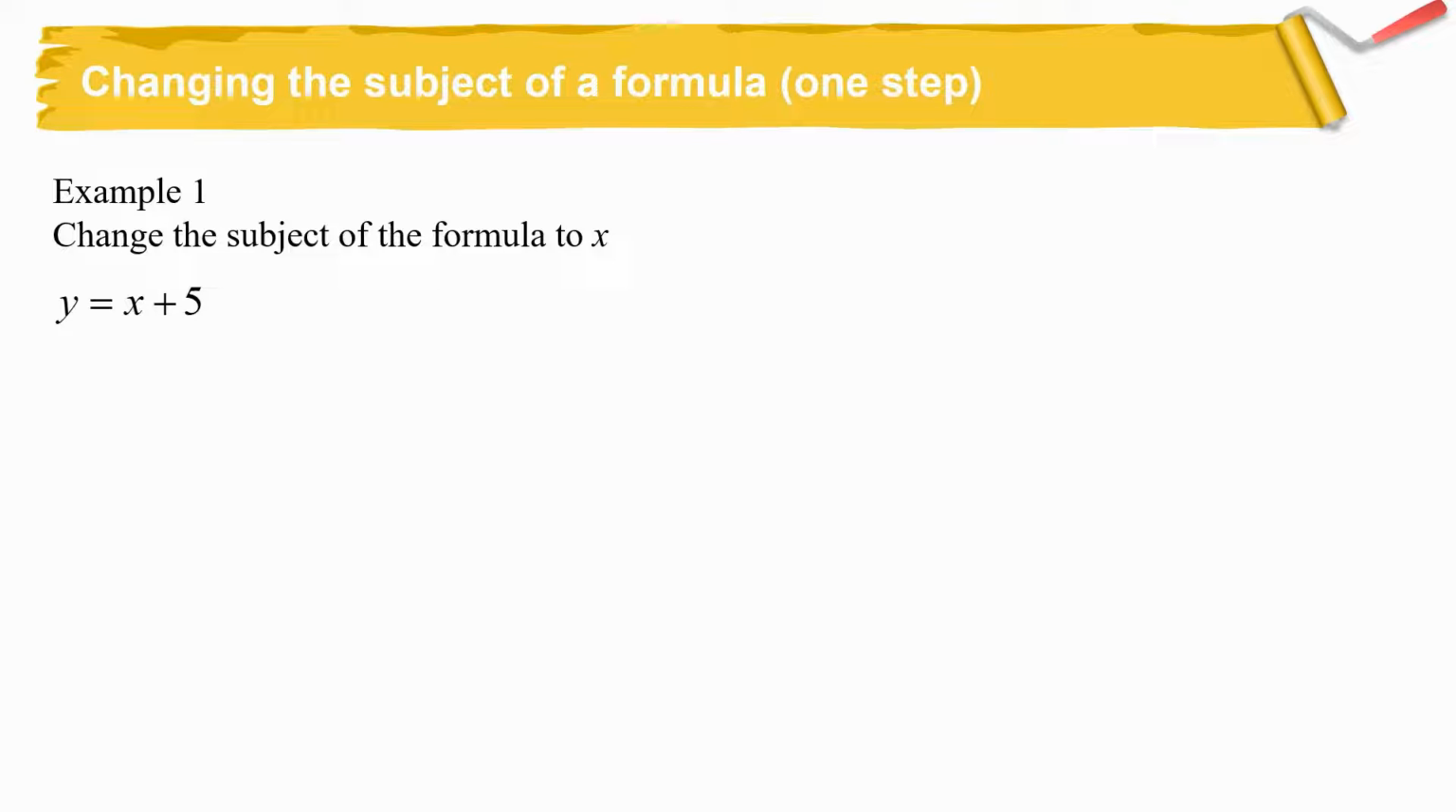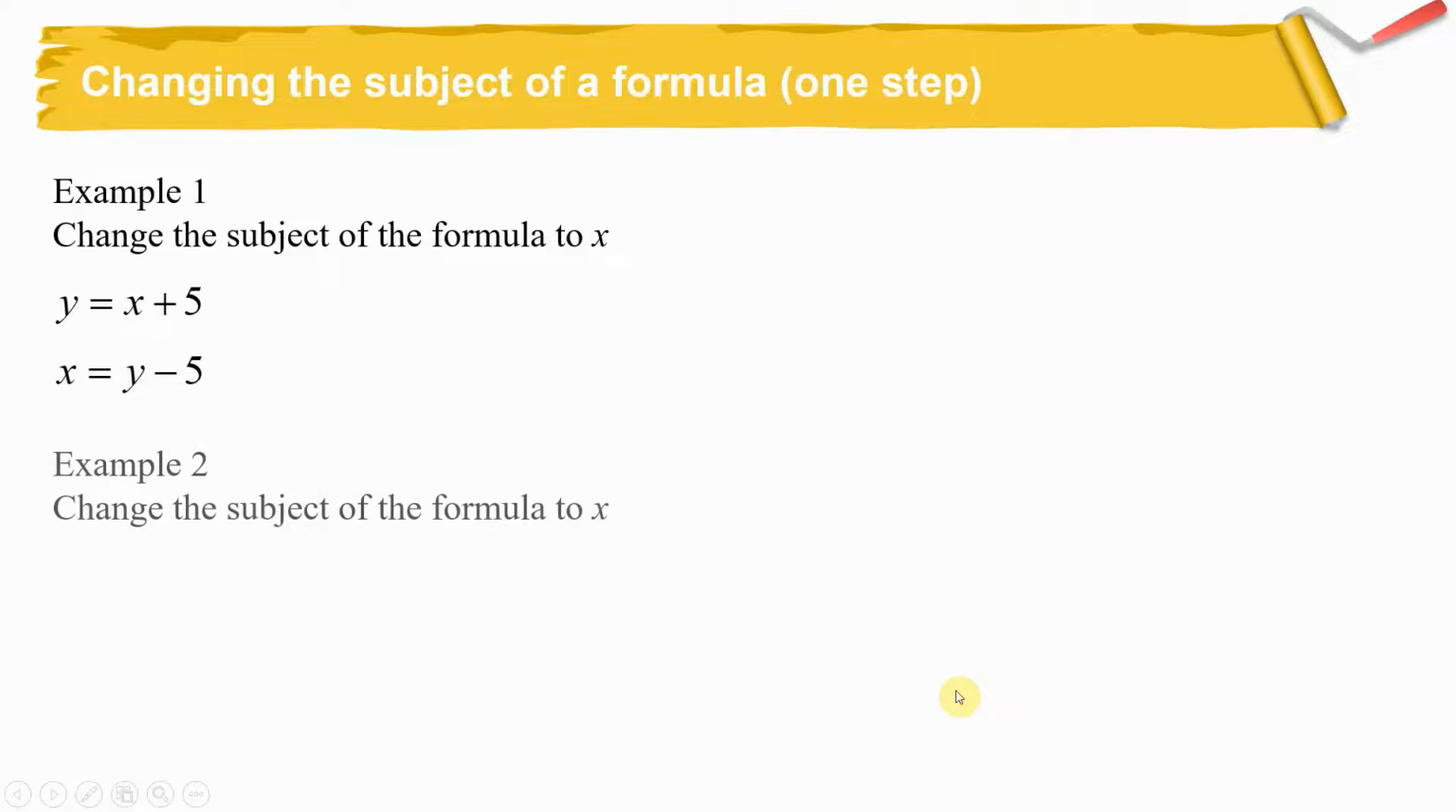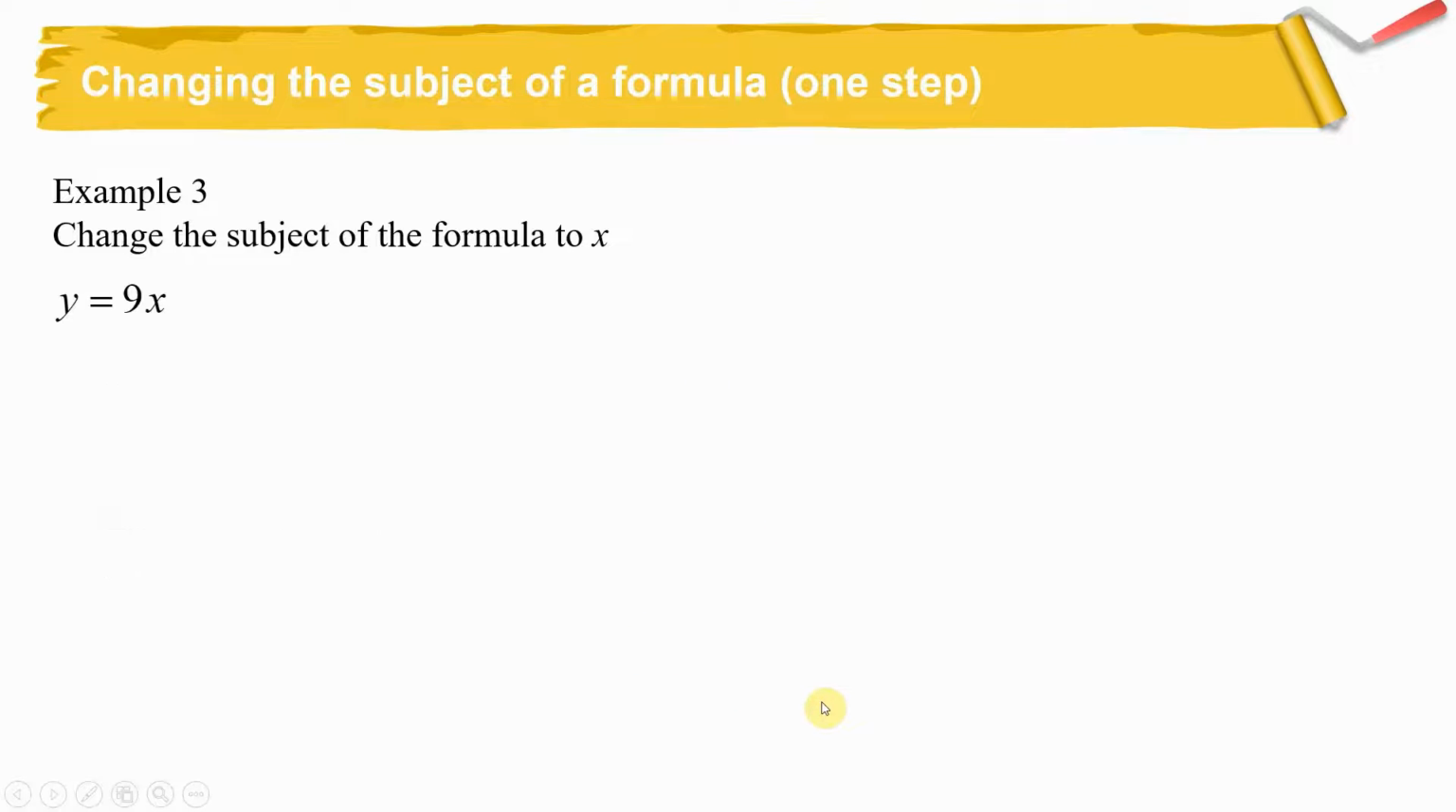The reverse of plus is minus, so for this example, x equals y minus 5. For minus, the opposite of subtract is addition. x equals y plus 3. So just remember, the opposite of plus is minus and the opposite of minus is plus.